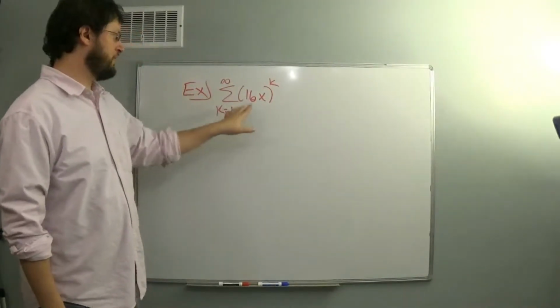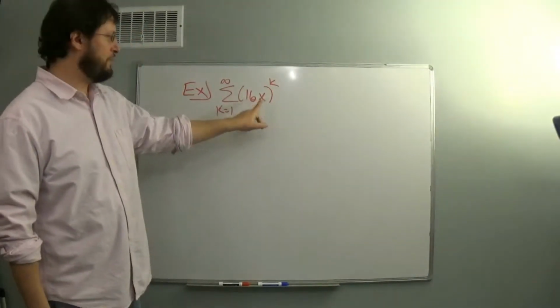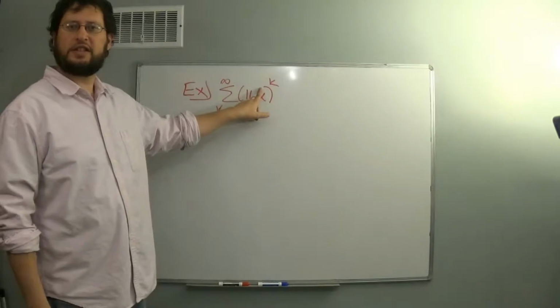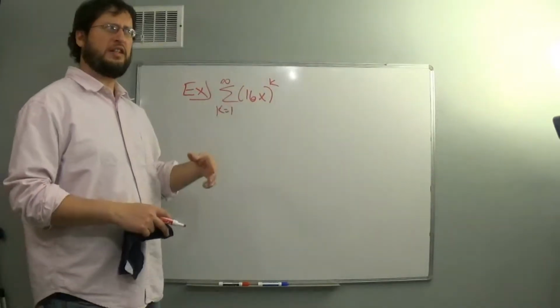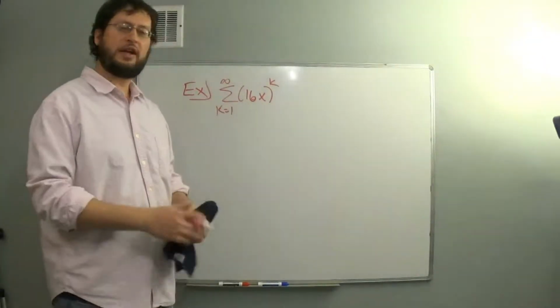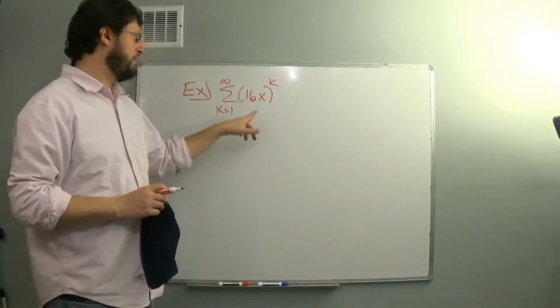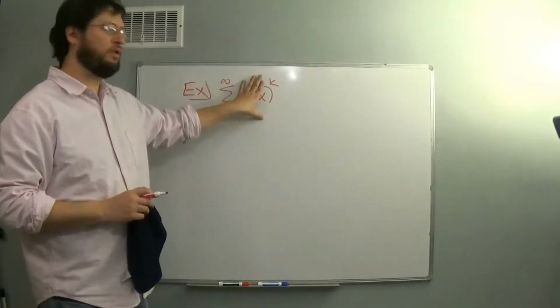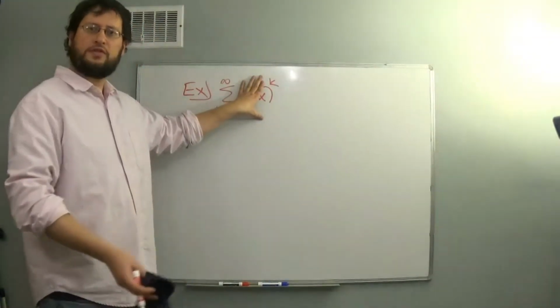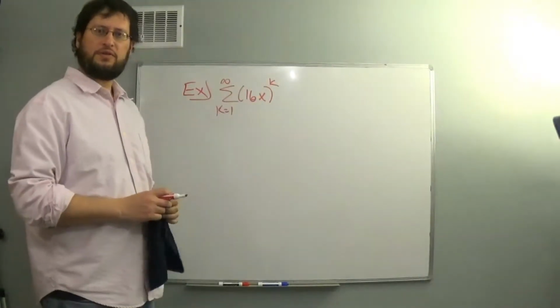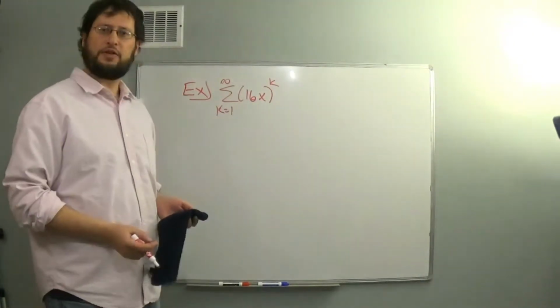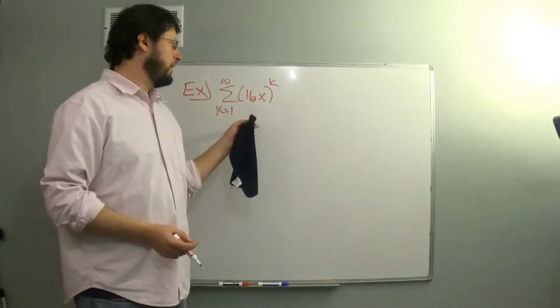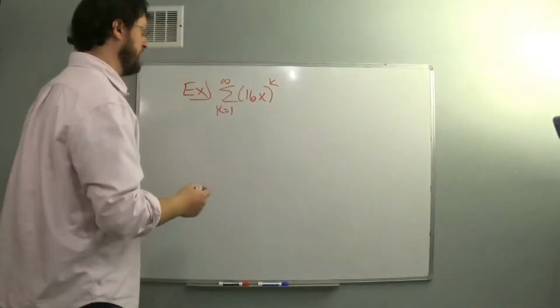Some may make it converge, some may make it diverge. But for an obvious first example, if x is equal to 1, then that's 16 to the k, which is going to be 16 plus 16 squared plus 16 cubed. That's obviously going to go to infinity. But if I plug 0 in, then these are all 0, and 0 plus 0 plus 0 converges. Some values of x make it converge, some values of x make it diverge. Our goal is to figure out which ones make it converge and which ones make it diverge.